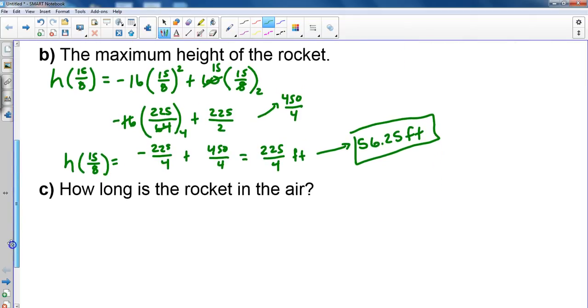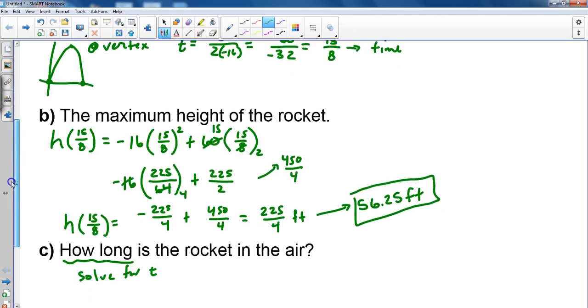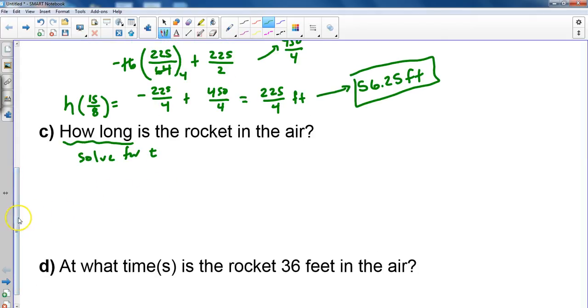How long is the rocket in the air? How long tells us we need to solve for t. And how long is the rocket in the air essentially is asking when does it hit the ground. If we go back up to our little graph that we made, it starts on the ground and it hits the ground here. So we're just trying to find the roots here. That's going to tell us how long the rocket is in the air.